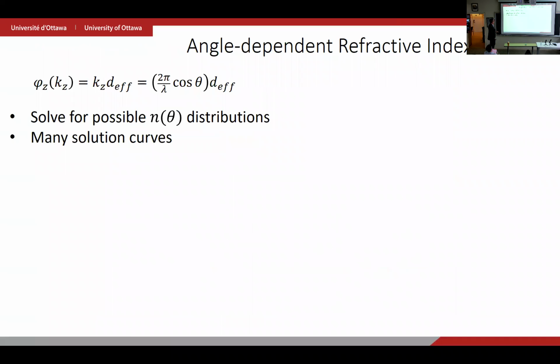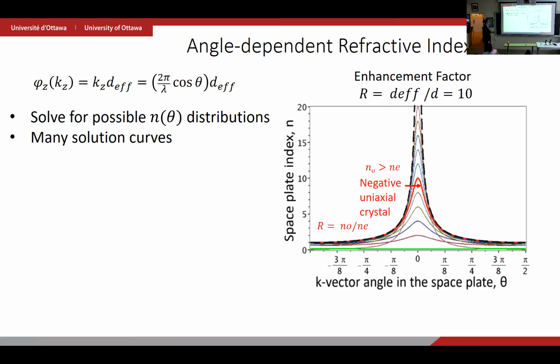But is it even possible? We don't know if this is possible. We need a phase that depends on angle. And our first idea was just to say, what if we just had an index that depended on angle? What index would you need, right? And it turns out there's a whole family of indices. So this is your K vector inside the medium. And then this is the index. And there's a whole family of curves that would implement the right thing that you need for free space propagation. There's a family because you don't care about the global phase that comes out.